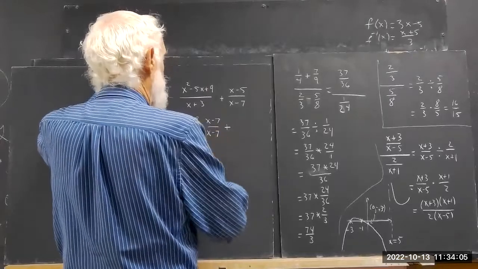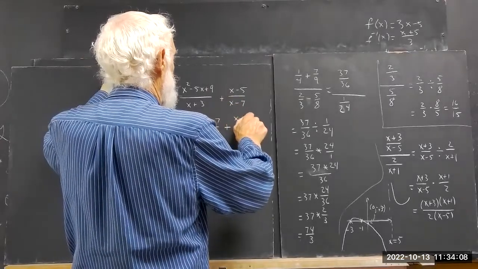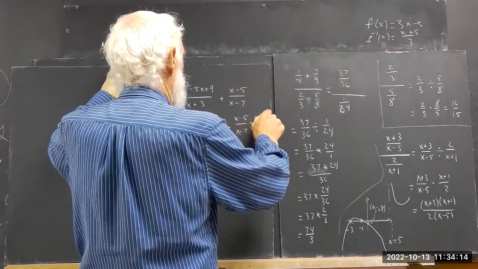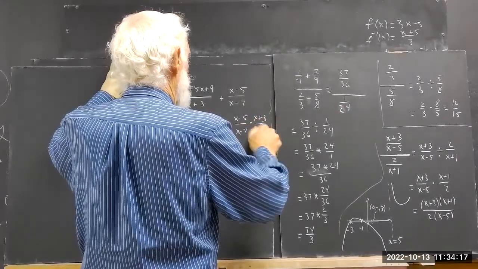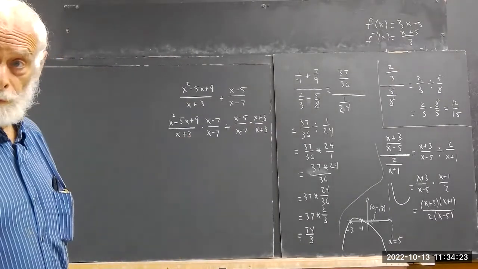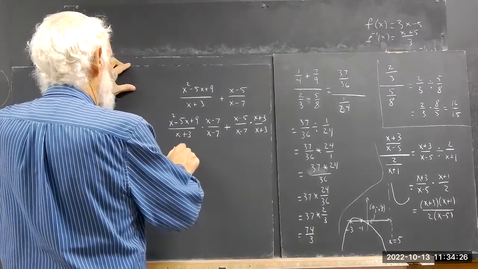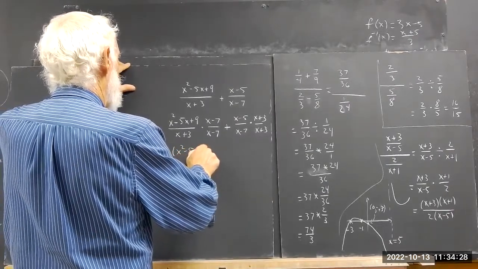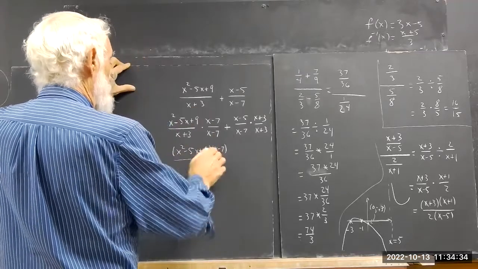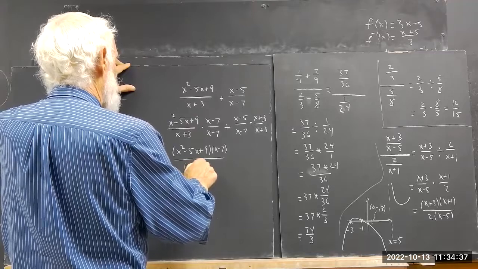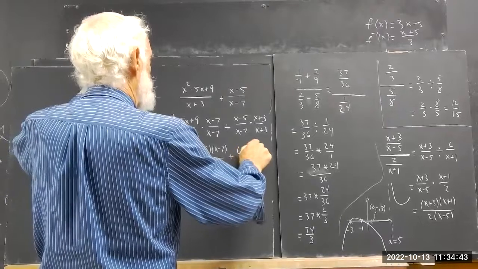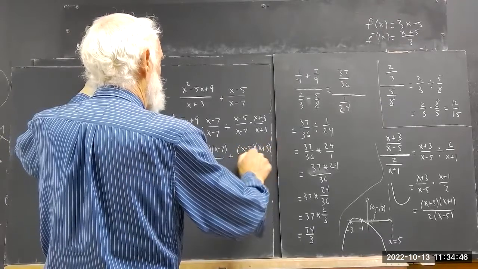Now, why did I choose x minus 7? Well, maybe because it's there, but let's see what happens. If I do this, what's my denominator going to be over here? And my numerator is going to be this term on this fraction. And the denominator is going to be x plus 3 times x minus 7. Over here, we're going to get x minus 5 times x plus 3.